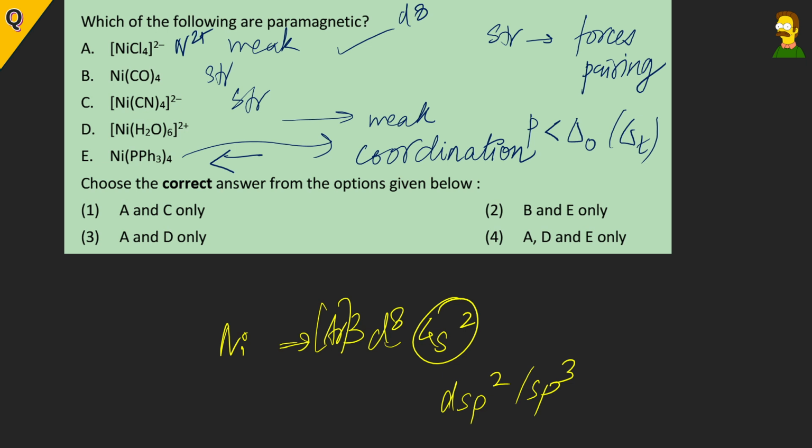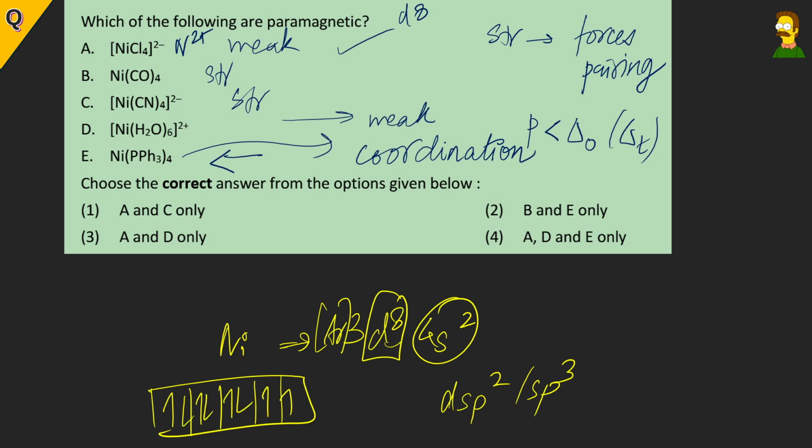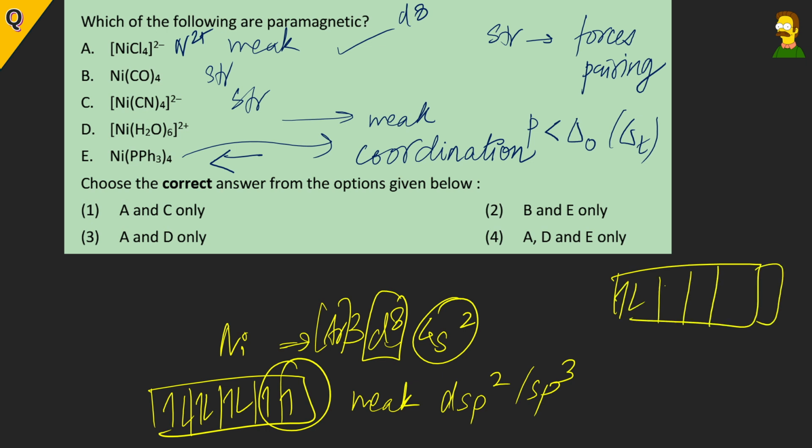the mistake that I am making here by calling it dsp2 is that pairing is not happening here. See, if I open this up, and this is why this question could also get tricky: 1, 2, 3, 4, 5, 6, 7, 8. This is what happens when you have a weak field ligand. When you have a strong field ligand, that's when pairing happens. After pairing, what happens? This. Then you have dsp2. But in this case, let me write the summary here: this is sp3.